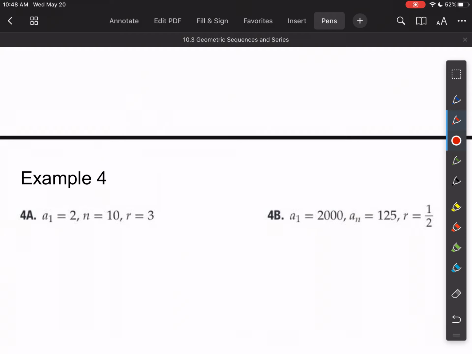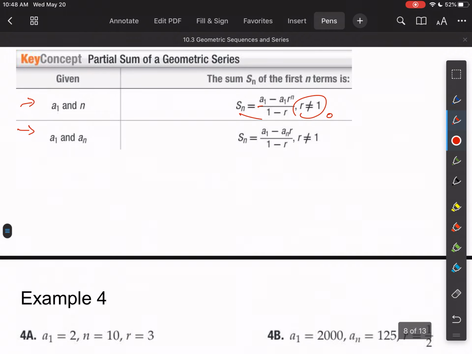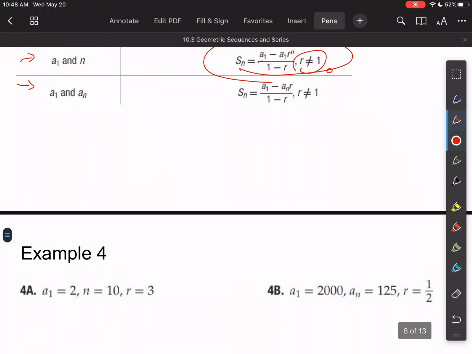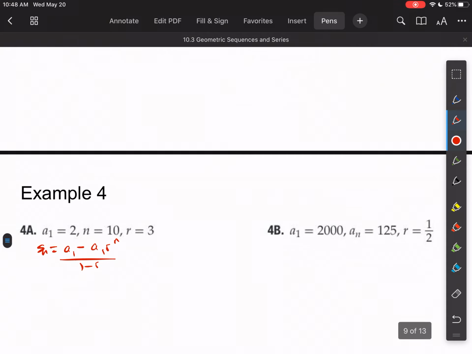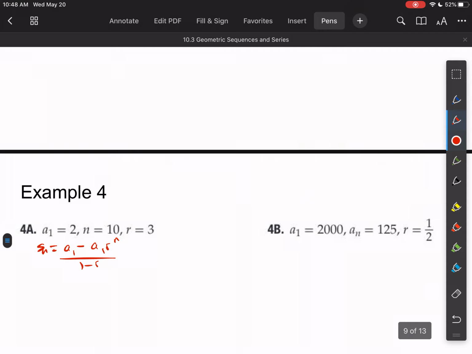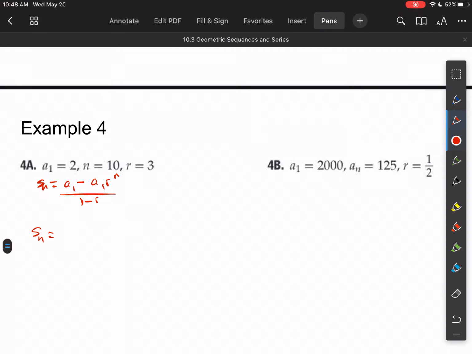If I have a sum, I would start by writing this formula down. The sum is equal to the first term minus the first term times the common ratio to the nth power, all over 1 minus the common ratio. I happen to know all these pieces because they were given to us. So we have the sum equal to the first term, which is 2, minus that first term again, times the common ratio of 3, all to the 10th power. They gave us n. Then divide that by 1 minus r, which is 1 minus 3.